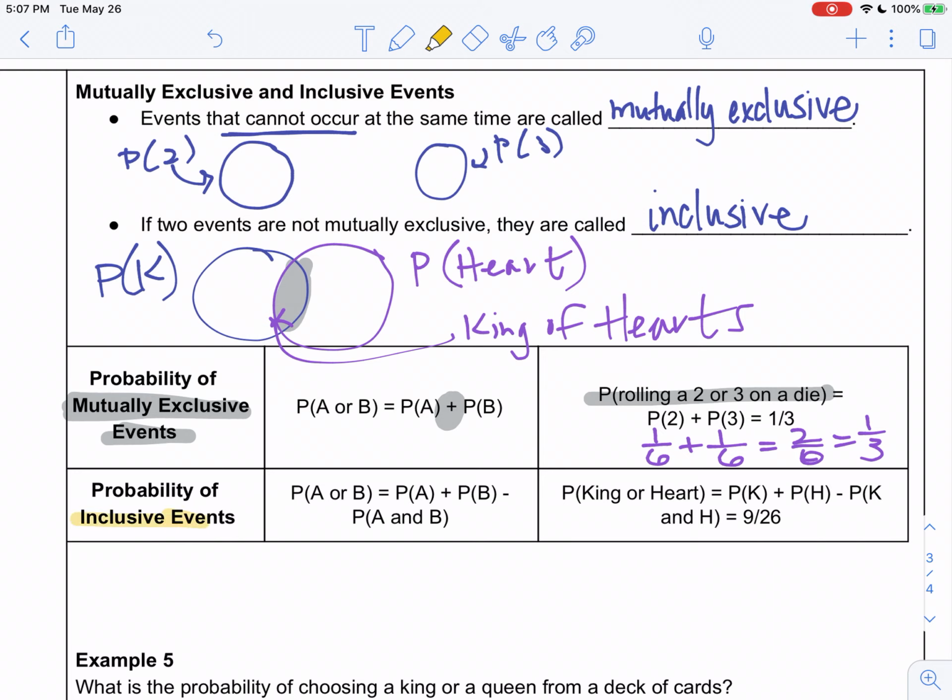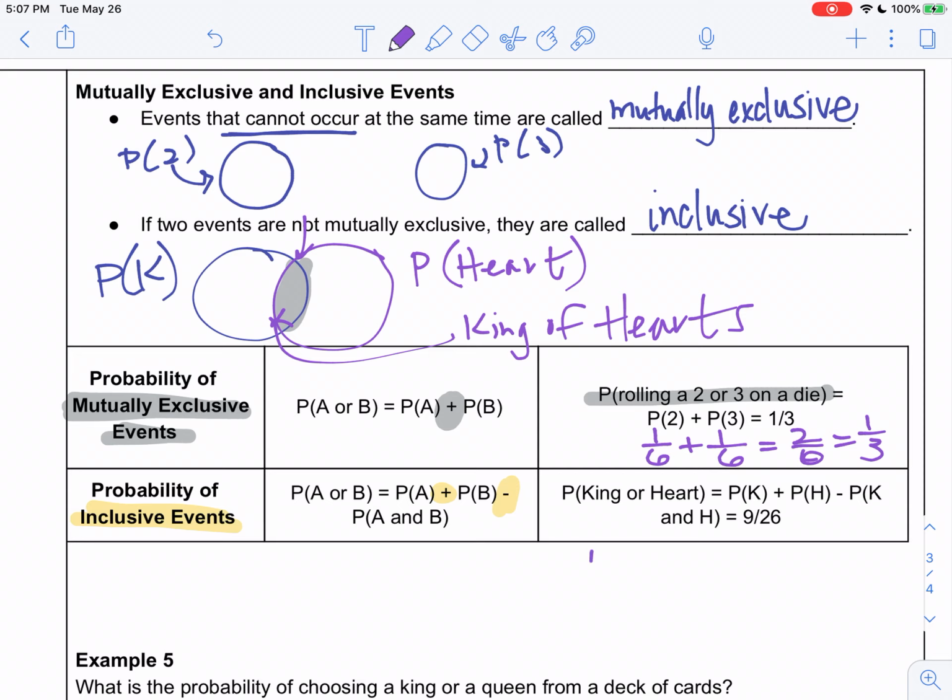For the probability of inclusive events, we're going to find the probability of the first event plus the probability of the second event and subtract those two events happening at the same time. So kind of like subtracting this Venn diagram piece up above. So the probability of a king or a heart, we would add up the probability of getting a king, the probability of getting a heart, and then subtract the king of hearts.